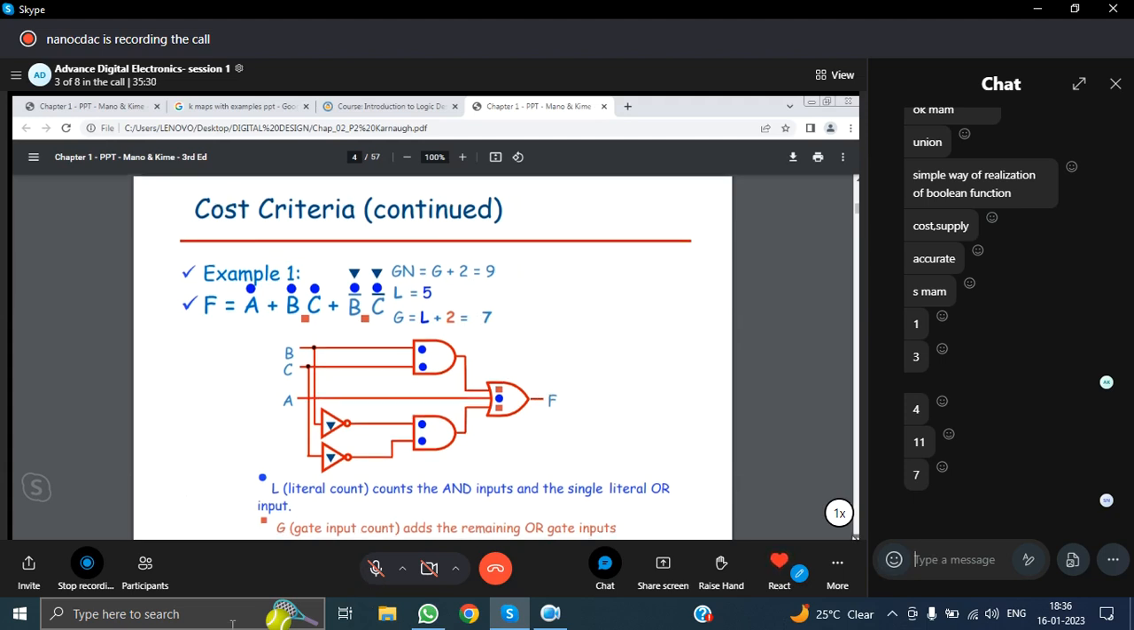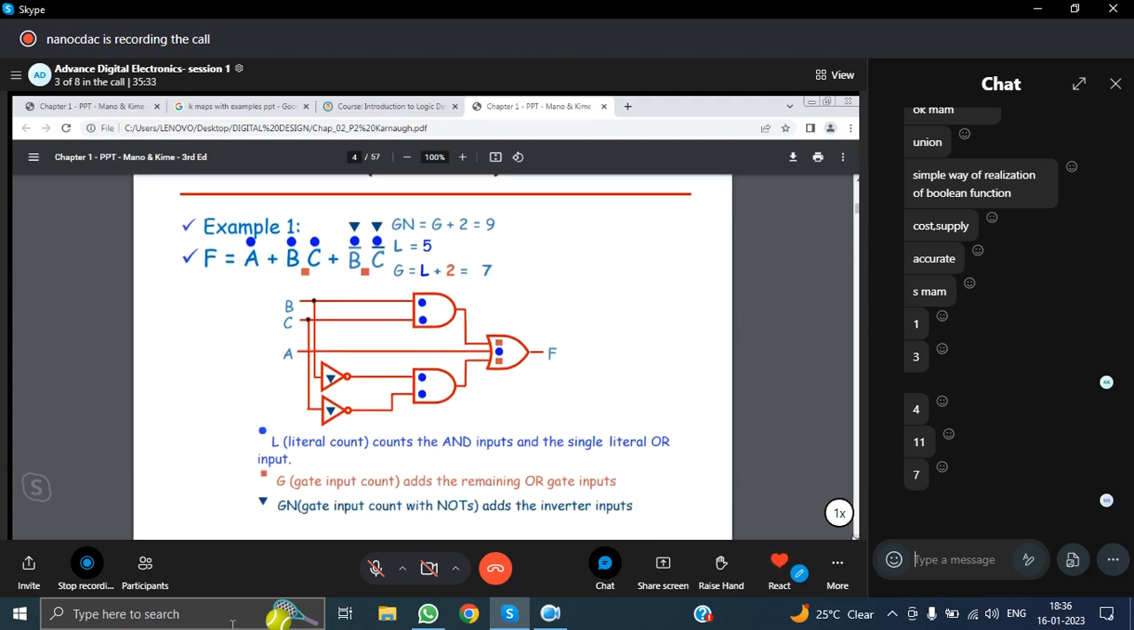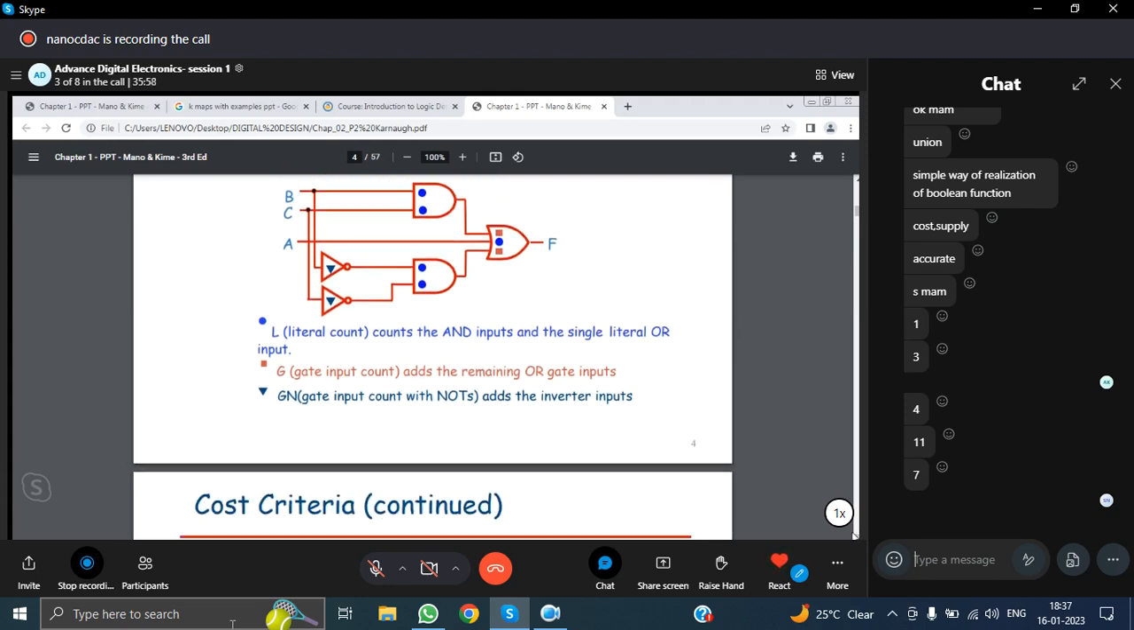So here in this case, L, the literal count, counts the AND inputs and the single literal OR input. G adds the remaining OR gate inputs, and GN is adding the inverter inputs. Okay, these are the inverter inputs. So this is one example.